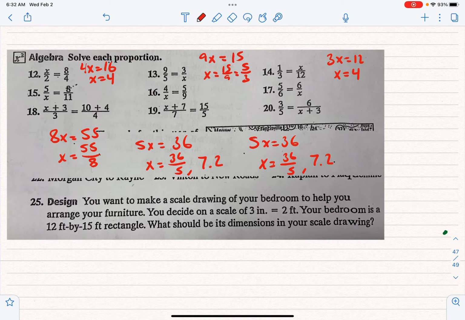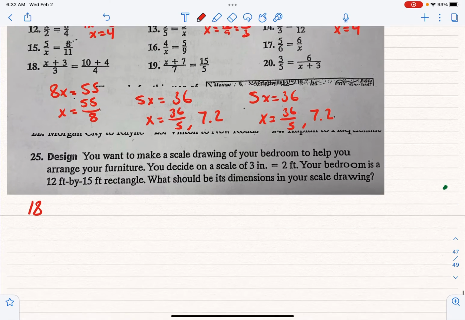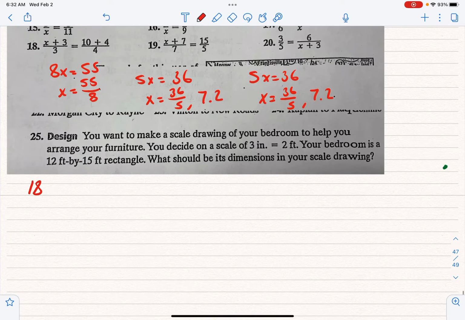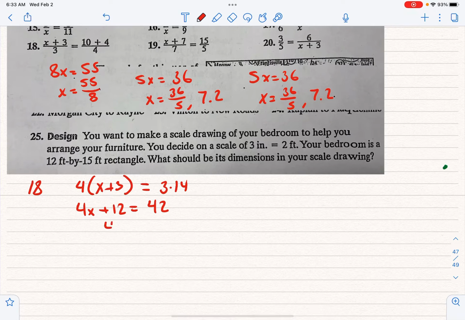All right. And then 18, 19, and 20 all get at least a little bit more complicated because there's some distributing that has to happen. So on number 18, I'm going to work it down here real quick. Number 18, you would say 4 times x plus 3 is equal to 3 times, well, 10 plus 4 is 14, so 3 times 14. Distribute on this side, you get 4x plus 12 is equal to 3 times 14 is 42. Subtract the 12, you get 4x is equal to 30, so therefore x is equal to 30/4, which is 7.5.